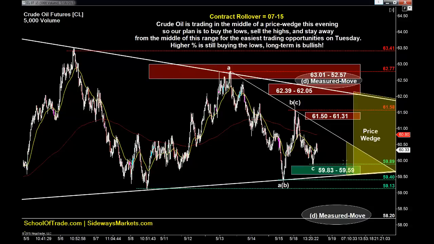Use the moving averages as targets. Look for buyer failure at the high, seller failure at the low. That's all we need to worry about right now on crude. Don't overcomplicate this. Don't try to find trading opportunities right smack in the middle, because just look at this stuff. Look at this junk over here. Does that look like something you can make some easy money on? I don't know, unless you're playing tennis or ping pong back and forth between that trading range. So stick to the plan here.